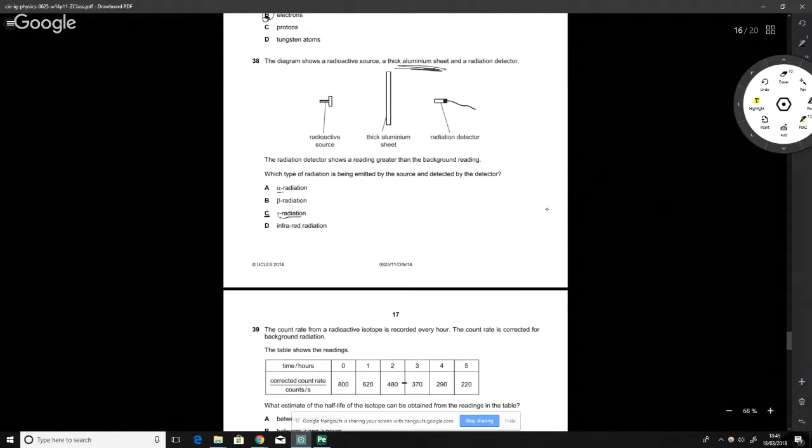Alpha is too big, it wouldn't get through. Neither would beta. So this would be interesting: if the source was emitting enough infrared to start heating this plate up, you could get re-emission on the other side. But because this most likely is a small amount, it probably diffuses the heat if it were infrared. So it's most likely going to be gamma, because gamma's got enough energy to get through this. You would need to chuck in a piece of lead maybe to stop it.